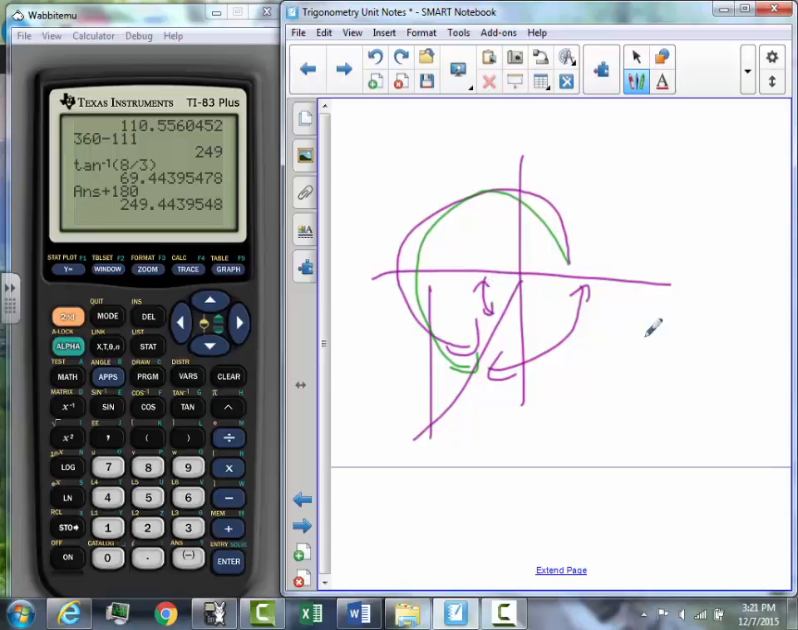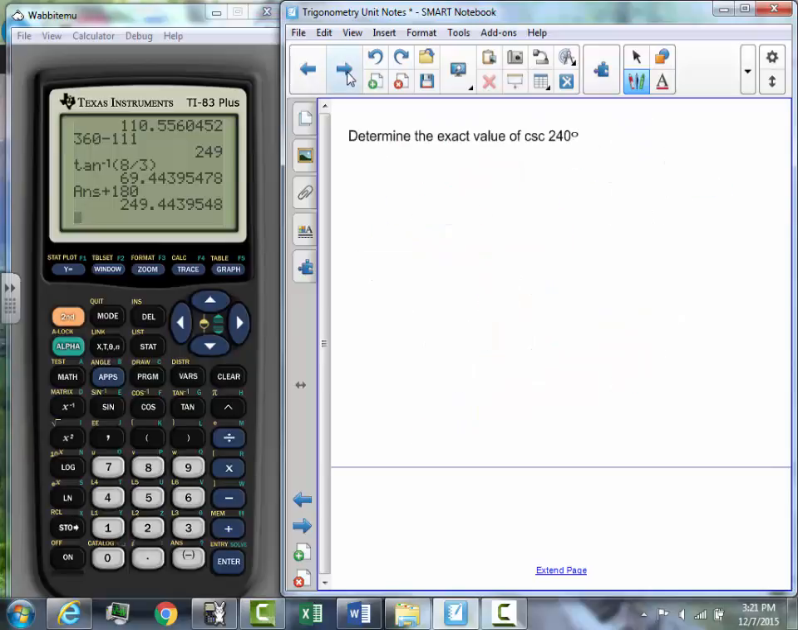Okay, one last example, then we'll call it a day. I'm going to skip the one involving cosecant. We'll just do this one here.